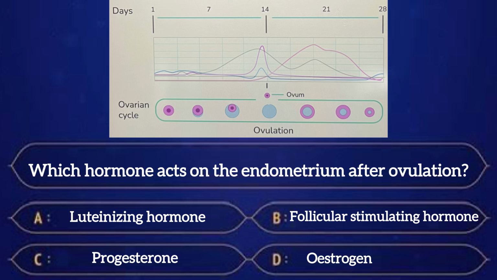Let's move ahead to the last question of the day. Which hormone acts on the endometrium after ovulation? Option A, luteinizing hormone. Option B, follicle stimulating hormone. Option C, progesterone. And option D, estrogen. Well, yes, the correct answer is option C, progesterone.